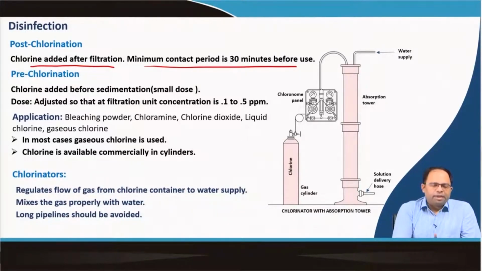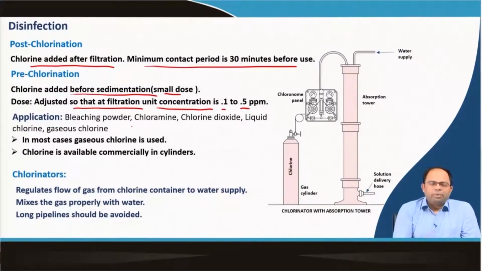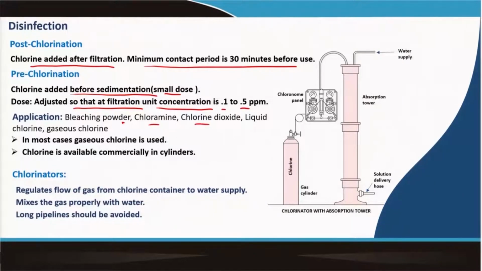And in case of pre-chlorination, chlorine is added before sedimentation, but a small dose is added compared to post-chlorination, and this is adjusted so that at the filtration unit the concentration is around 0.1 to 0.5 ppm. And this is applied through bleaching powder. Chlorine is applied via bleaching powder, chloramine, chlorine dioxide, liquid chlorine, or even gaseous chlorine.